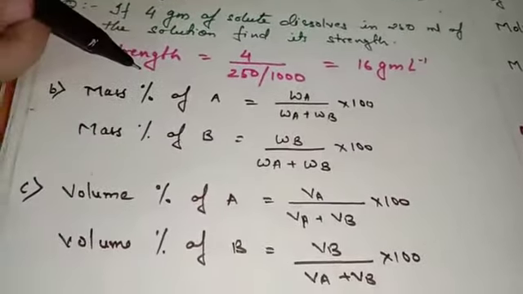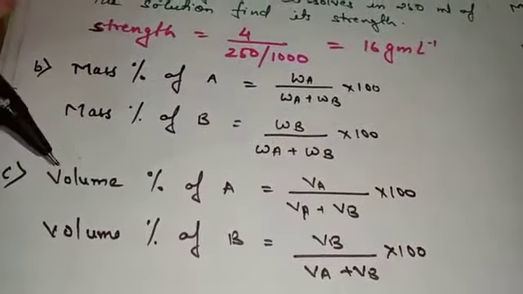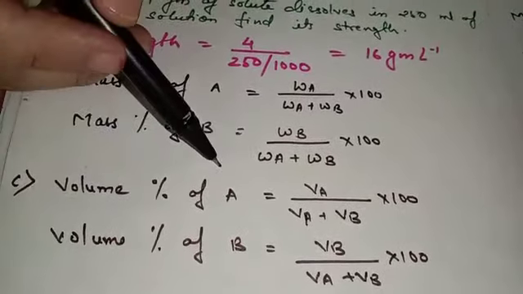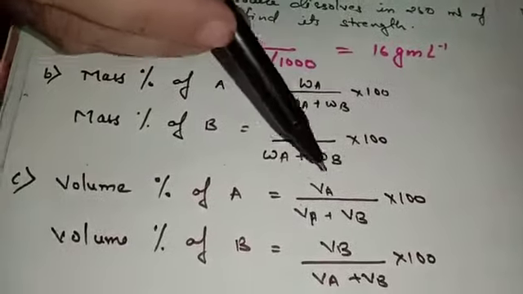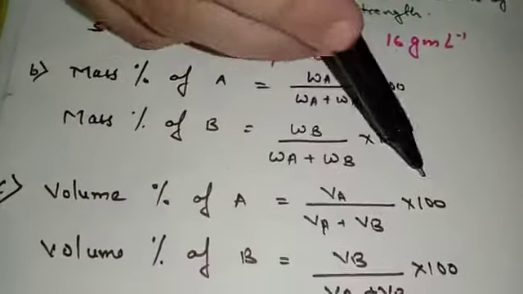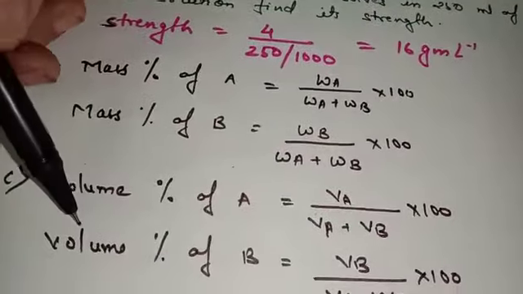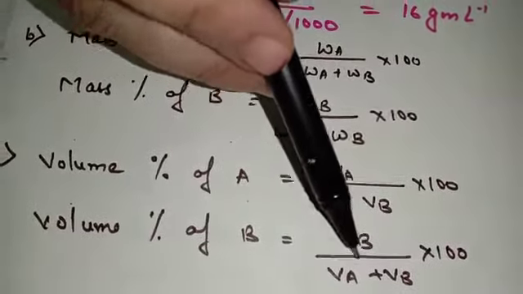Next is volume percentage. Same as mass percentage, just in place of mass I have considered here volume. So if I have to calculate volume percentage of A, it comes to be VA upon VA plus VB into 100. That means volume of component A upon total volume into 100. Similarly, if I have to calculate volume percentage of B, you can see it is VB upon VA plus VB into 100.